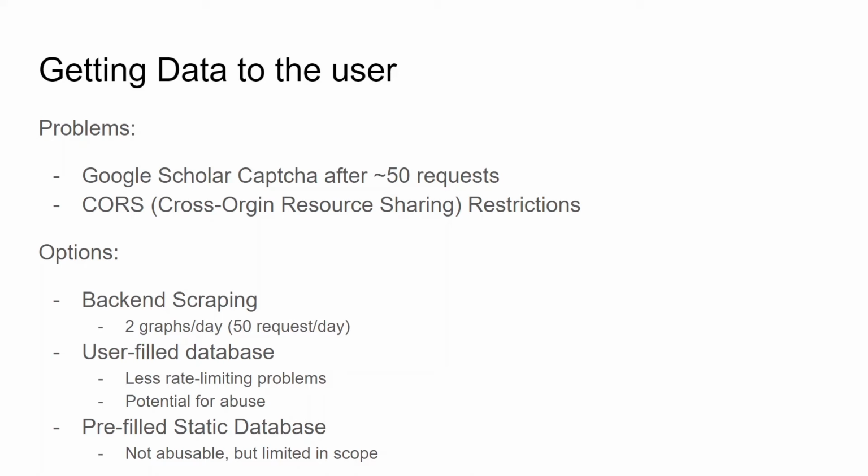Our initial idea was to have a database connected to a backend scraping script that would scrape Google Scholar, and then via an API we could retrieve the data on the front end. This proved impractical, though, due to the rate limiting I just mentioned. We would only be able to scrape about 2 graphs a day, and that's just not sufficient.